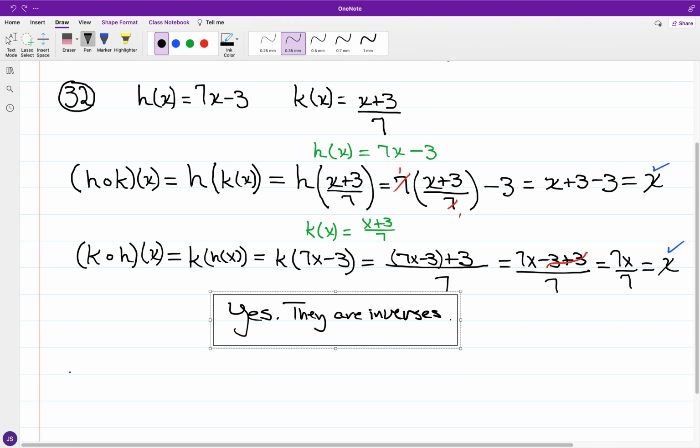I just have a quick question. If you do the first h of k and it reduces to x, do you have to do the k of h? Does that mean that they both are, or is there an instance where one is and one isn't?